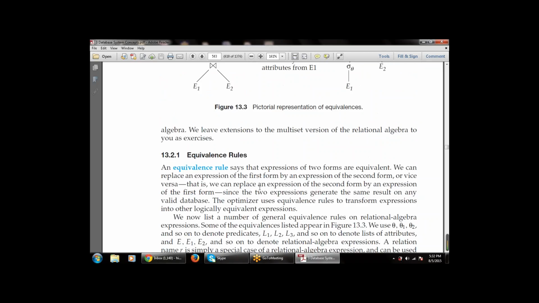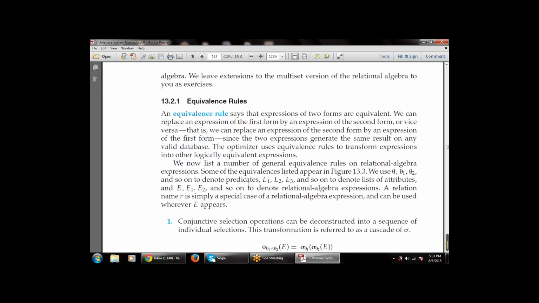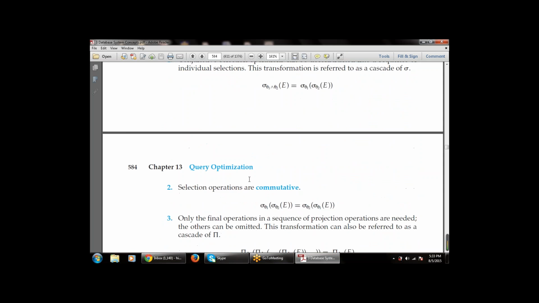Now next is the equivalence rules. What are the various equivalence rules? This says that the expressions of two forms are equivalent. We can replace any expression of the first form by the expression of the second form or vice versa. That is, we can replace an expression of the second form by an expression of the first form, since both expressions give the same result on every valid database. These are the various operations that will be used.